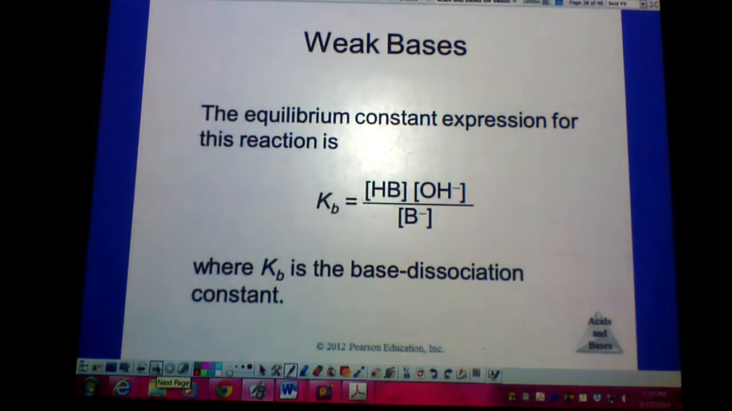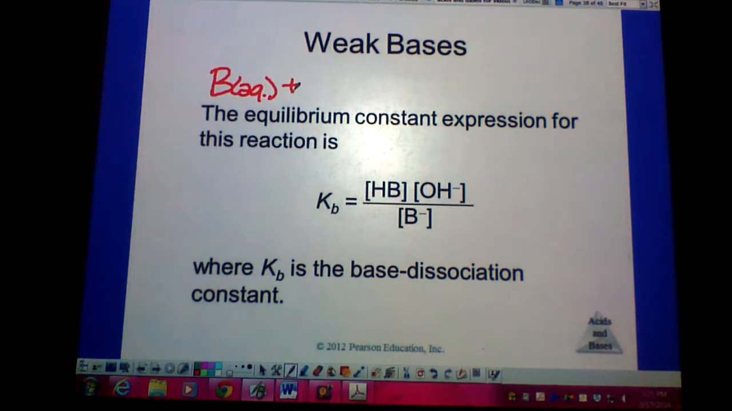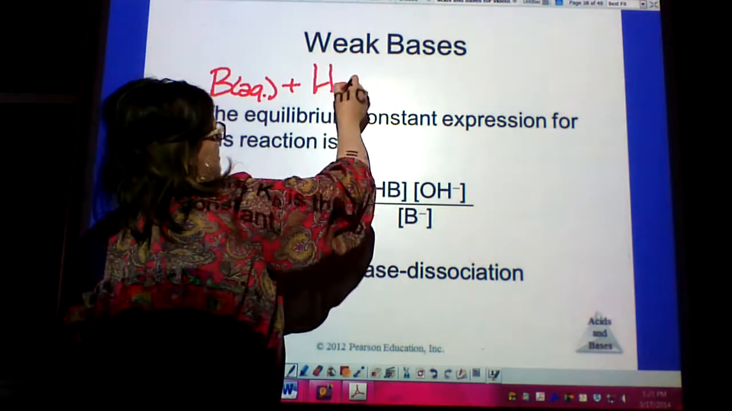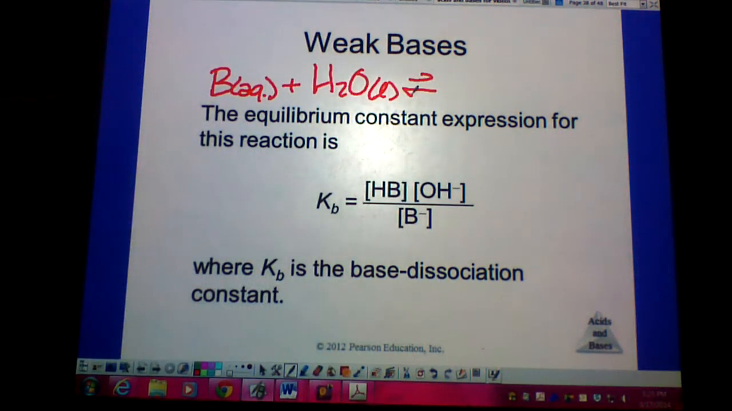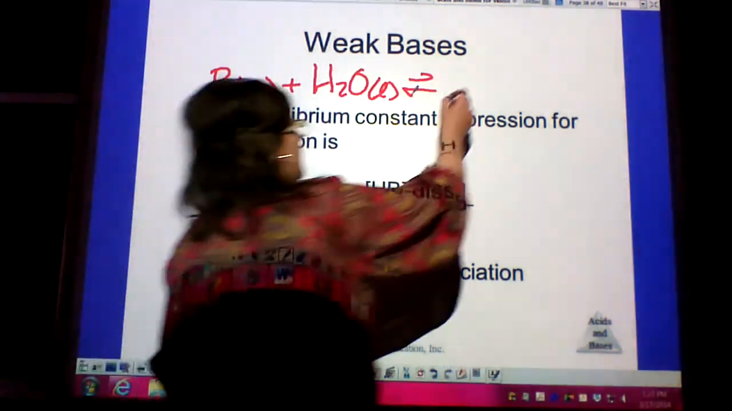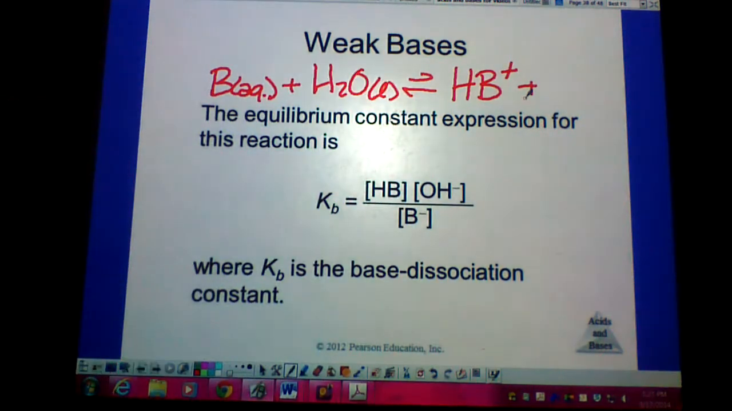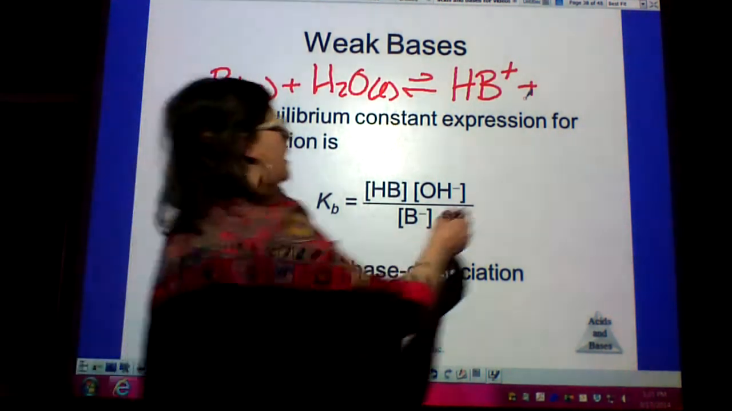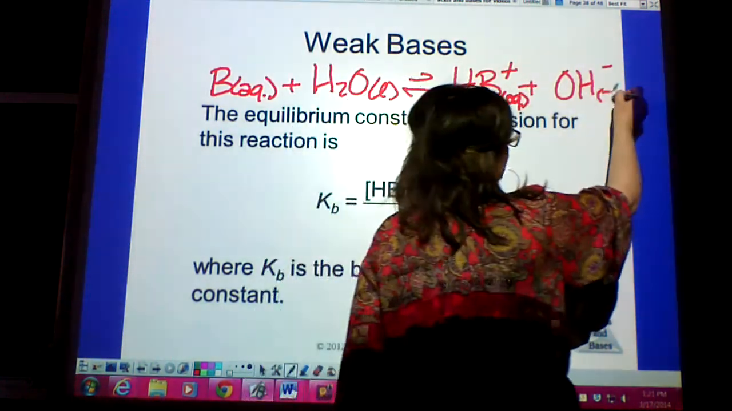If I write an equilibrium constant expression, just in general, for a general reaction for a base, let's say that we have a base plus water, in liquid form. It's a weak base, so I want to use double arrows because it's only going to dissociate partially. I'm going to get HB plus, because the base is going to accept a hydrogen, and I'm also going to produce hydroxide ion, OH minus. And both of these are aqueous because they're ions now dissolved in water.